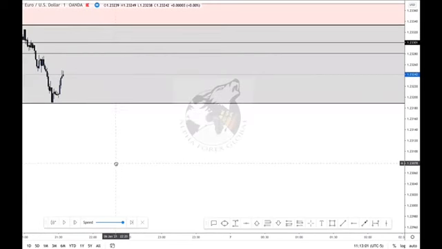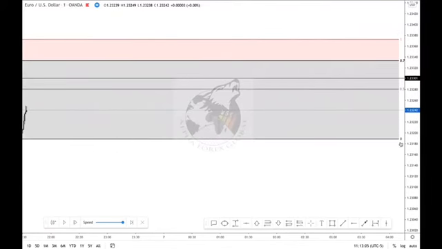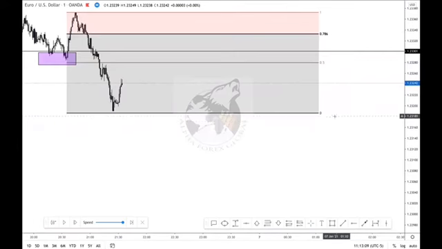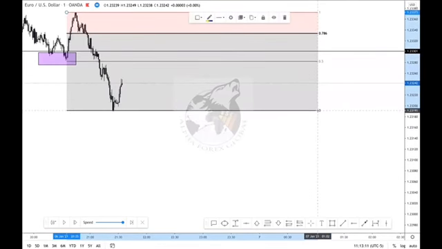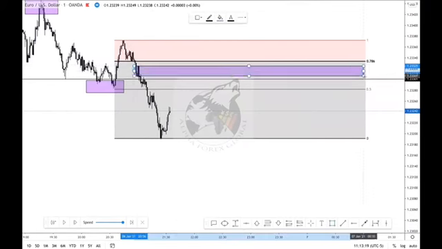So in the discount, in the premium price, let's pull this back a bit. In the premium price region, I am seeing this order block right here. I'm seeing this order block right here.